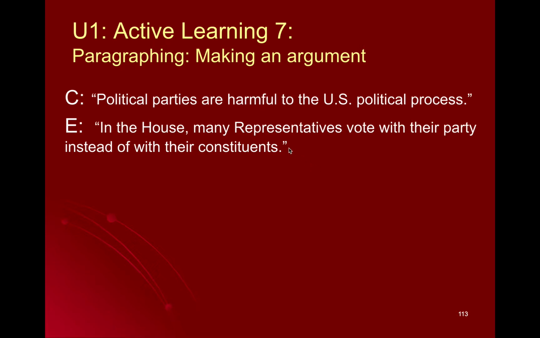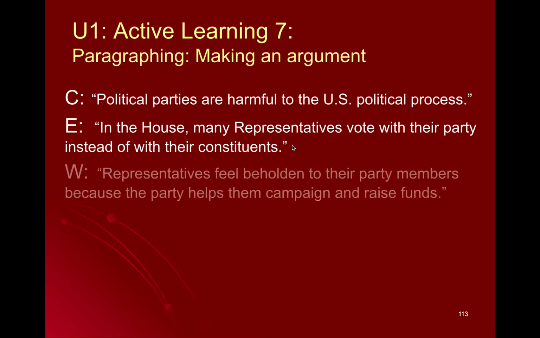I could have gone on in a separate sentence to give a literal example of members of the House of Representatives who voted with their party instead of what a majority of their constituents wanted. Just because I put one sentence for this evidence doesn't mean it has to be only one sentence. You can use more than one sentence. My warrant, explaining how my evidence backs up my claim: Representatives feel beholden to their party members because the party helps them campaign and raise funds. So this is explaining why party members are more likely to vote with their party than their constituents. It helps them to get reelected.